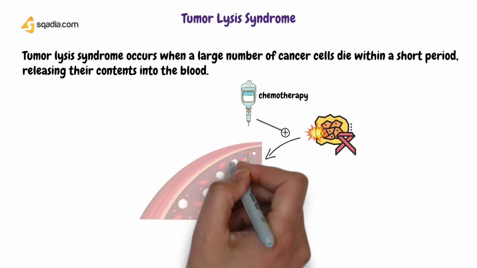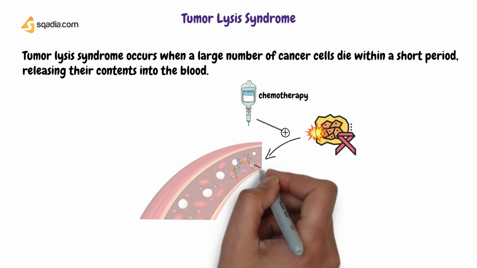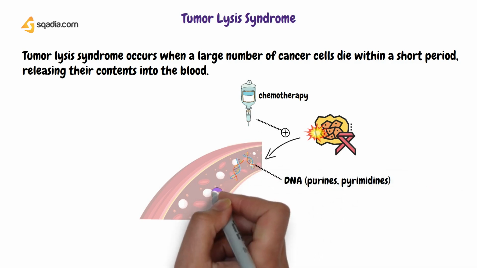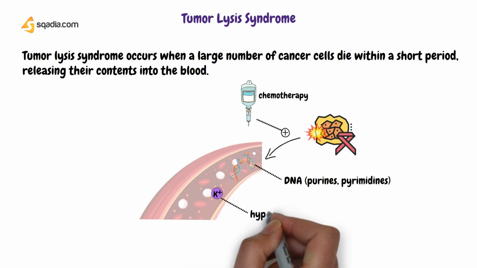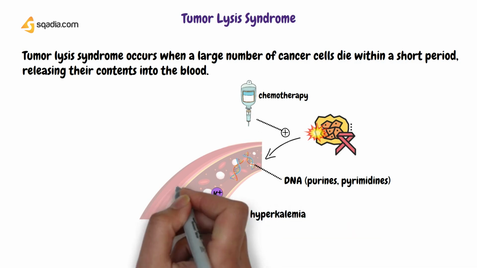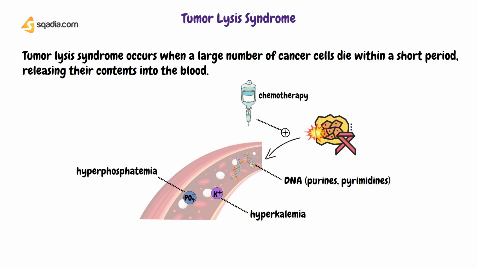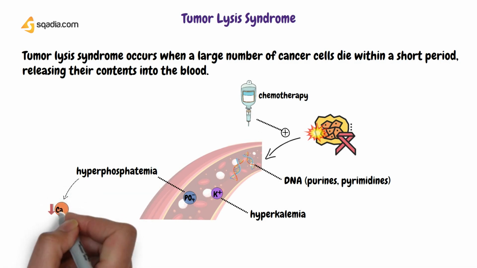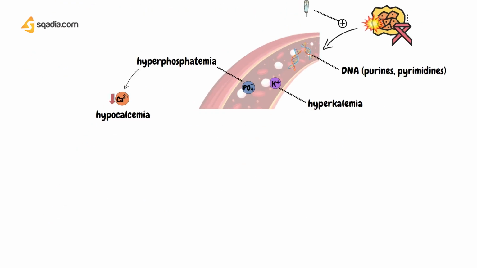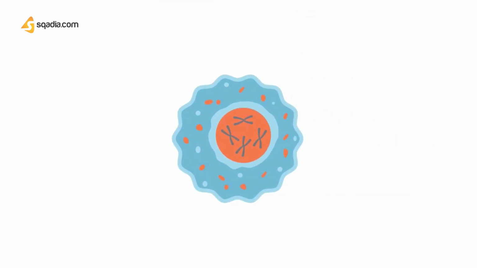These include nucleic acids, purines and pyrimidines, which make up DNA, potassium, which results in hyperkalemia, phosphate, causing hyperphosphatemia, which in turn causes hypocalcemia. Let's take a closer look.